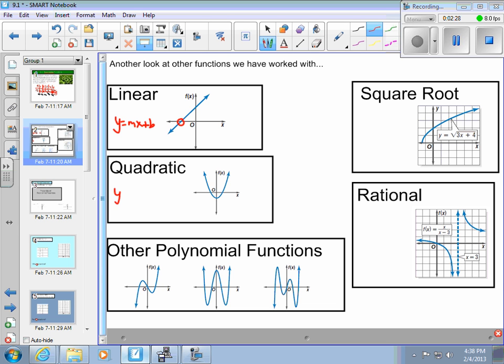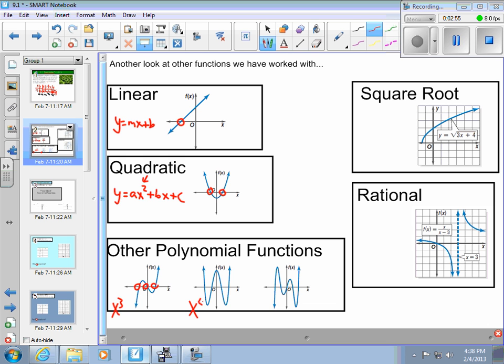Quadratics. We looked at these in Try 1 as well. ax squared plus bx plus c, those types of equations, and we can get up to 2 solutions. You've got x squared, so you can get up to 2 solutions. Other ones we looked at were other polynomial functions this trimester. This would be an example of a cubic function. It's going to have up to 3 solutions.